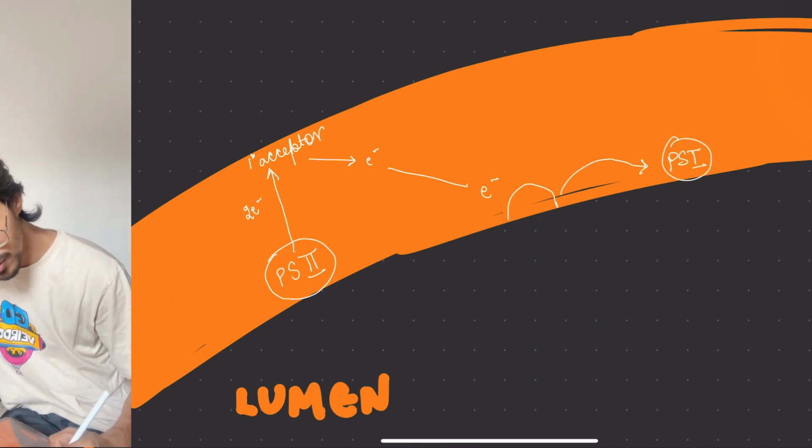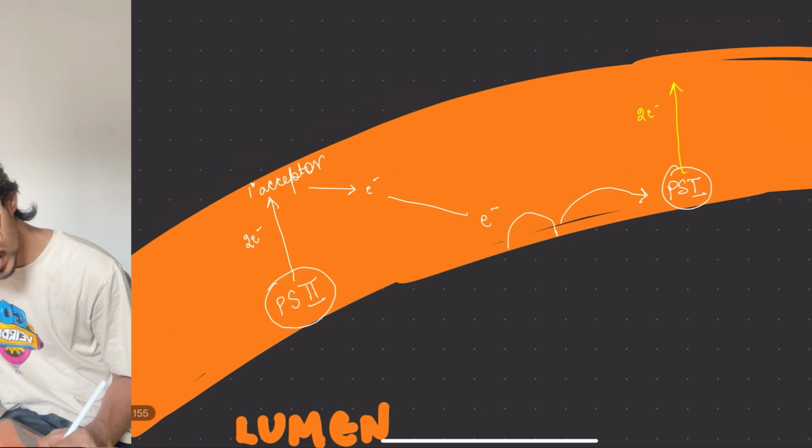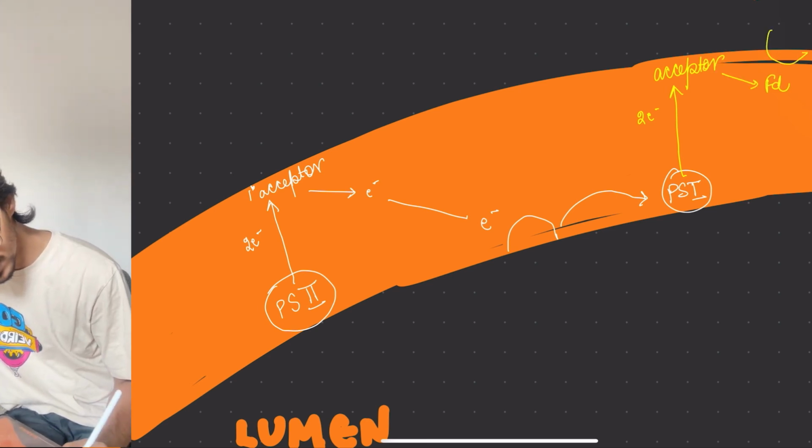Simultaneously, photosystem 1 will also get excited and release electrons. They will go to the acceptor. Then the acceptor gives it to the ferredoxin, and it gives this to NADP positive, forming NADPH.